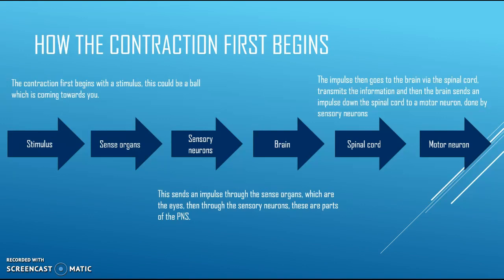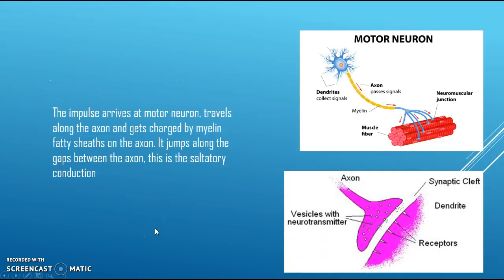The sense organs and sensory neuron are part of the peripheral nervous system. The brain then sends an impulse to the spinal cord. These two parts are part of the central nervous system. This impulse is then sent to a motor neuron. From here, the impulse arrives at the motor neuron.